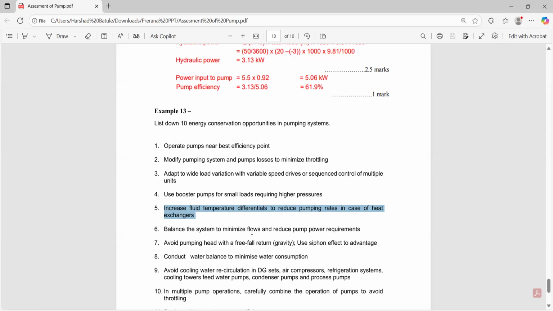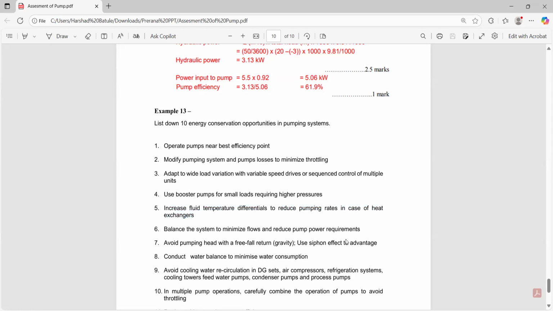Balance the system to minimize flows and reduce pump power requirements. If your system is not requiring 700 m cube per hour, your system requirement is 500 m cube per hour, you need not circulate that additional 200. You can change your pump, you can change your piping system. That will anyways save more energy than pumping or throttling or using any other mechanism.